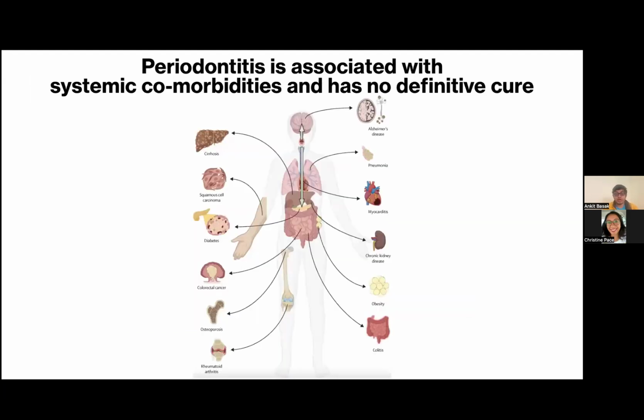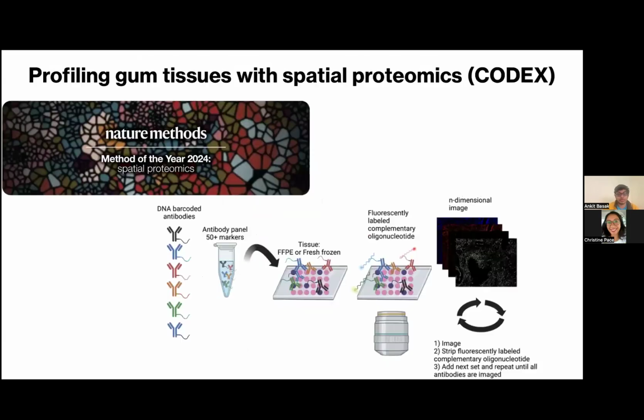The reason periodontitis is incredibly alarming is that in recent years, it has been shown to be associated with a lot of different systemic comorbidities. It is associated with diseases even in the brain, like Alzheimer's disease. It is associated with different sorts of cancers in the GI tract. It is also associated with diseases like myocarditis or colitis or obesity. And this makes it important to study this disease and find out some cures that can be used for periodontitis.